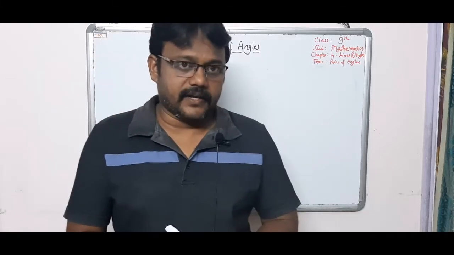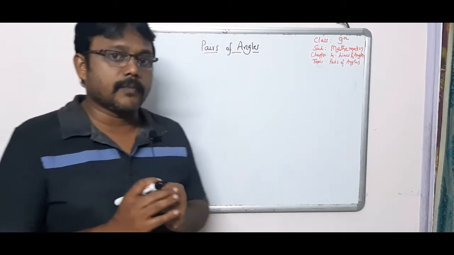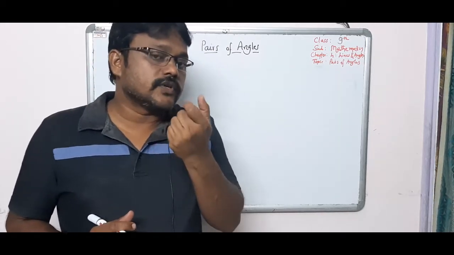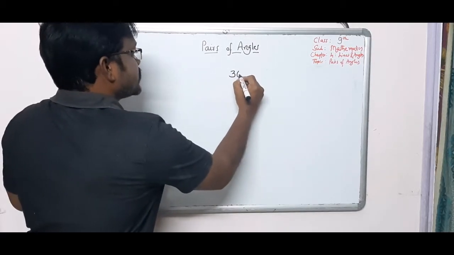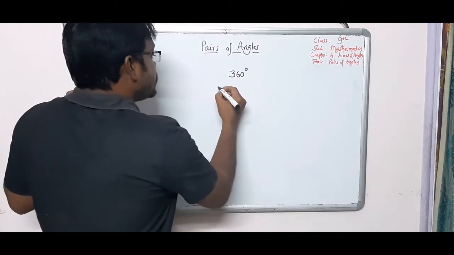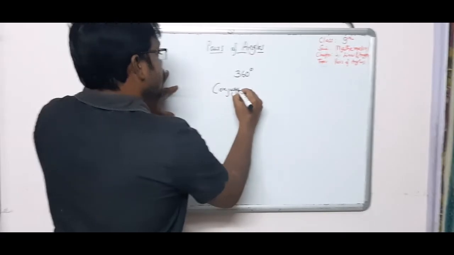Let us see the third pair now. Suppose the sum of two angles, since we are talking about pairs, we are taking two angles, mind you, is 360 degrees. Then such a pair is known as conjugate angles, right? This is the third one. What is this? Conjugate angles.